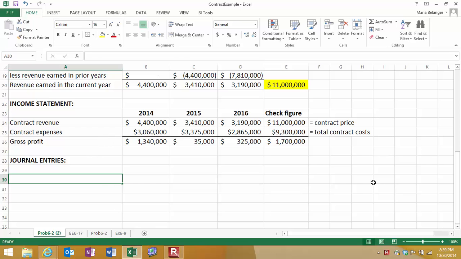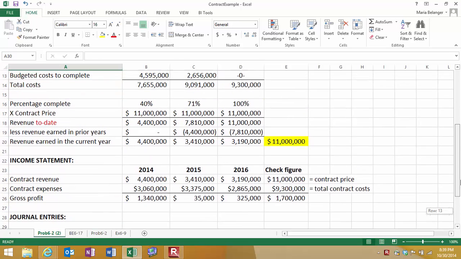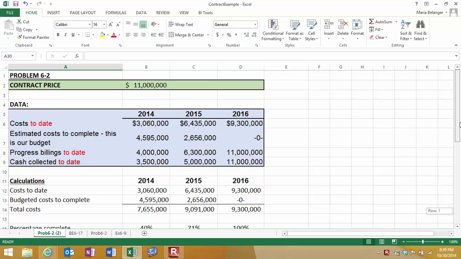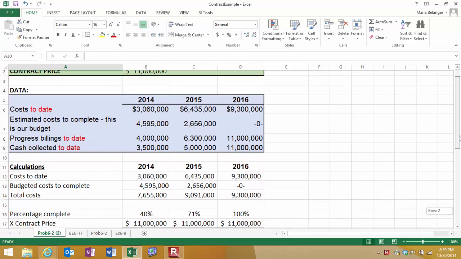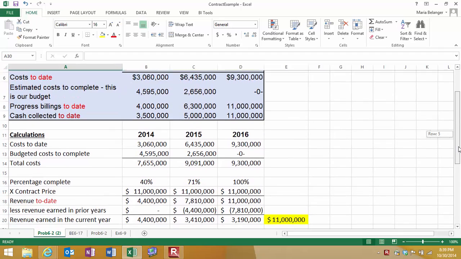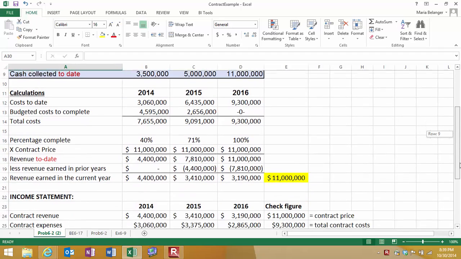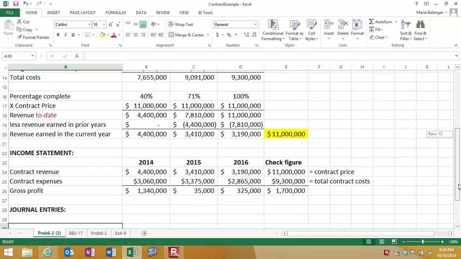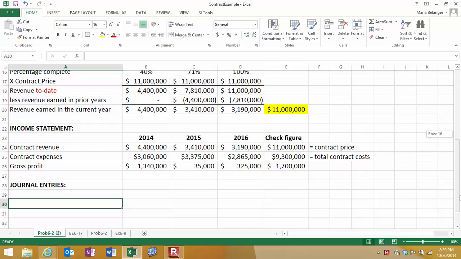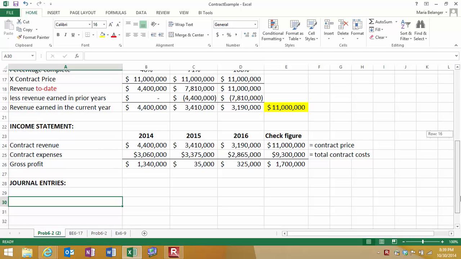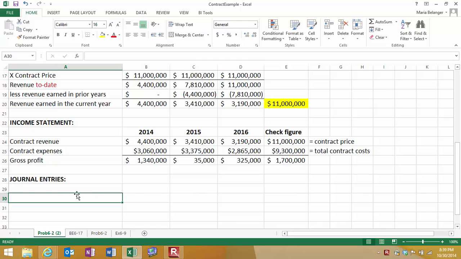In this portion, we're going to be working on the journal entries. This is a continuation of problem 6-2 that we started in class. The calculations have been done to calculate the revenue earned during each year, and they have been recorded in the income statement directly from the calculations. But the numbers in the financial statements have to come from the journal entries, so we're going to work on the journal entries. In a percentage completion method, there's 4 journal entries.